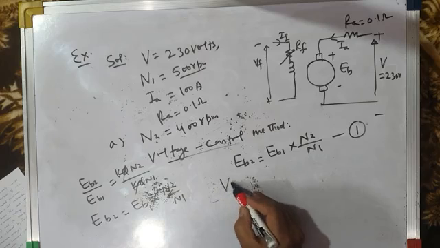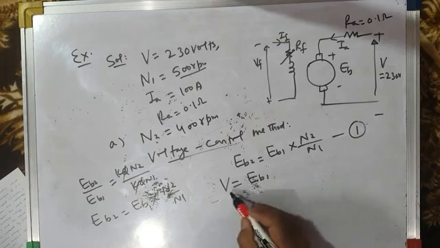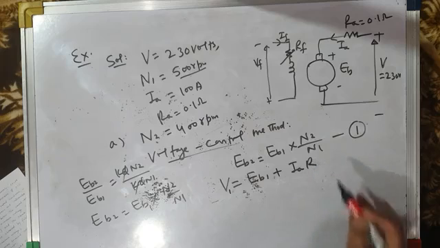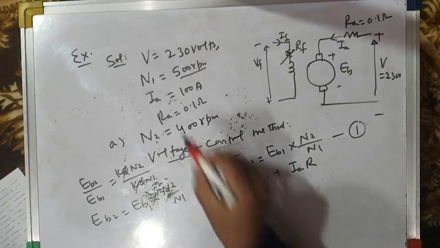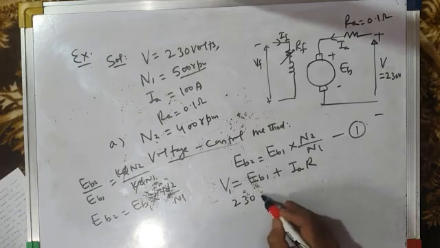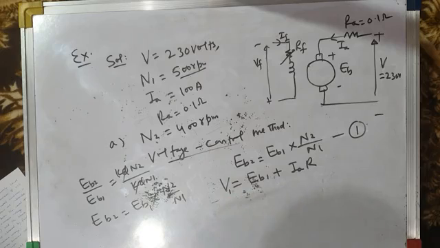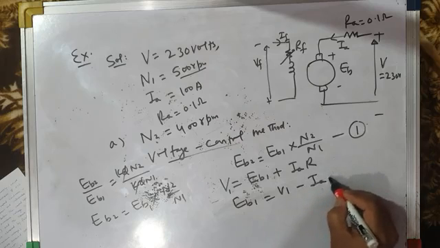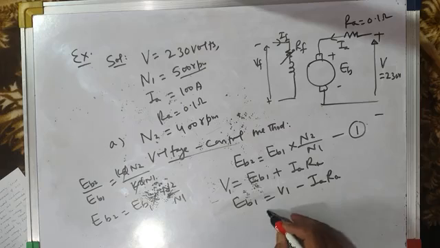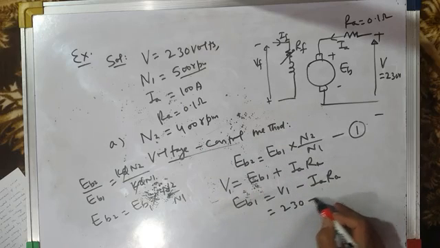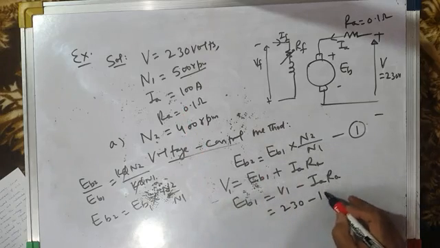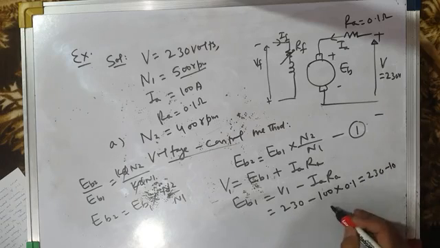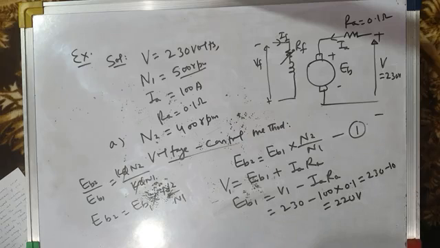Now we know that V1 is equal to EB1 plus Ia Ra. So V1 is the applied voltage, 230 volts. From this we can find EB1. EB1 is equal to V1 minus Ia into Ra. V1 is the applied voltage, 230, minus Ia, the armature current, which is given in the problem, 100, into armature resistance 0.1 ohm. So it is 230 minus 10. That is 220 volts. So back EMF is 220 volts.